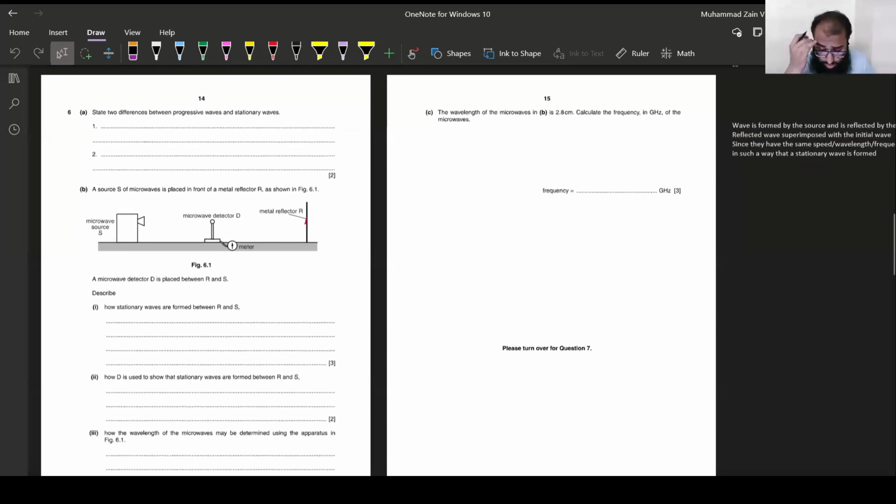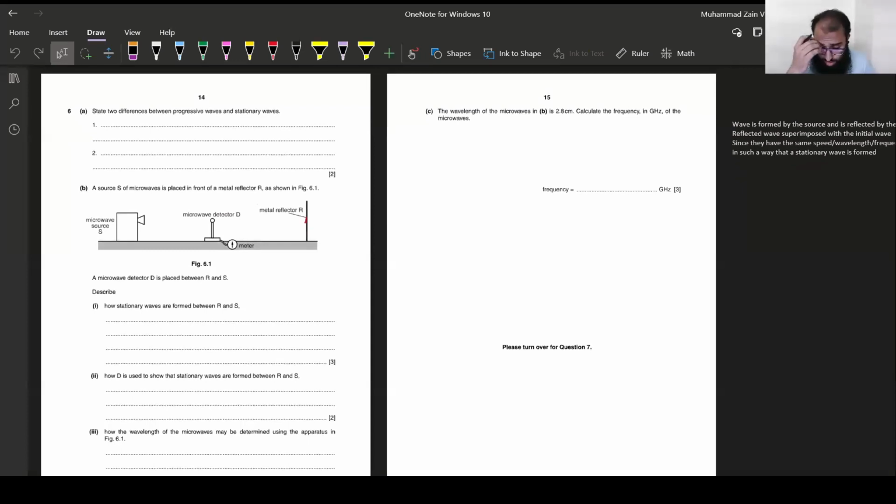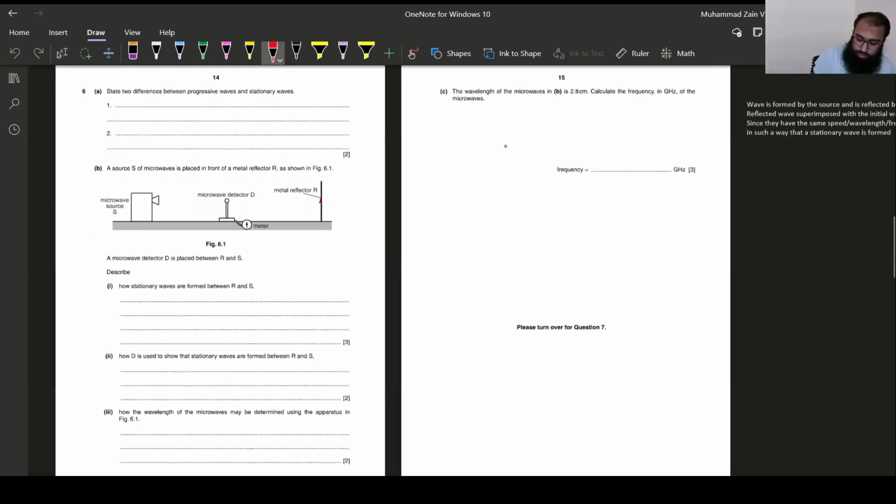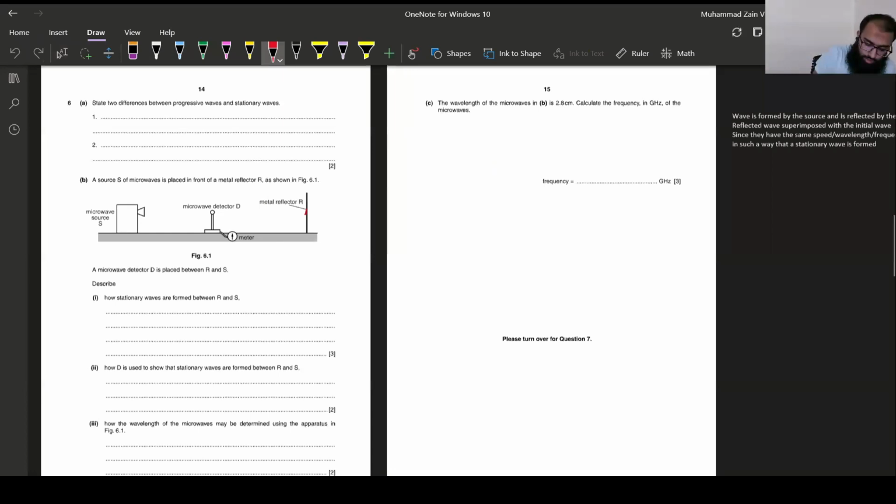And now the wavelength of the microwaves is this. Calculate the frequency in gigahertz of the microwave. So obviously we do know the speed of microwaves. They are electromagnetic waves, so the speed would be 3 times 10 to the power of 8, and we know the speed, we know the wavelength. So from that we'll find the frequency of these microwaves. So that's how you do this.